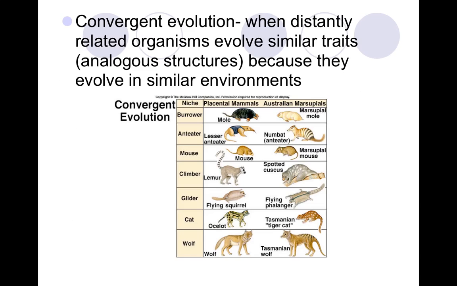Convergent evolution is when organisms that are distantly related have similar traits. We call those analogous structures. Remember back from earlier in our notes, analogous structures, because they evolve in similar environments. Please know this table and understand that these are not ancestral changes, that these are changes that evolve in similar environments. A great example of this is your flying squirrel and your flying phalanger in Australia. Notice that these are placental mammals and marsupials, which means it's very different how their young are born.